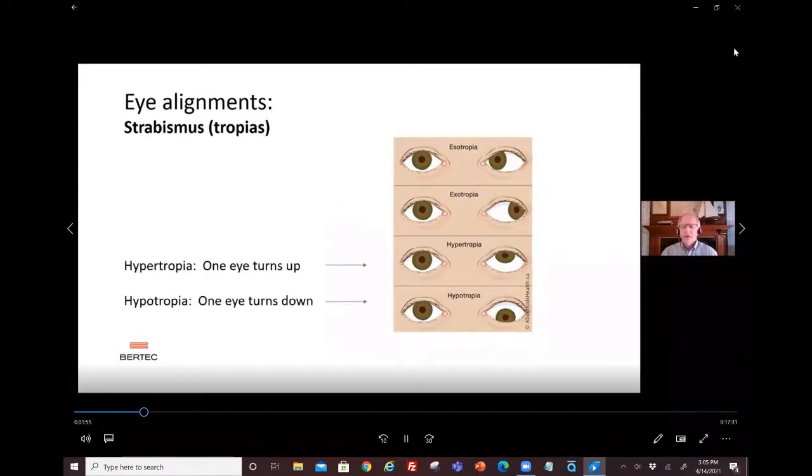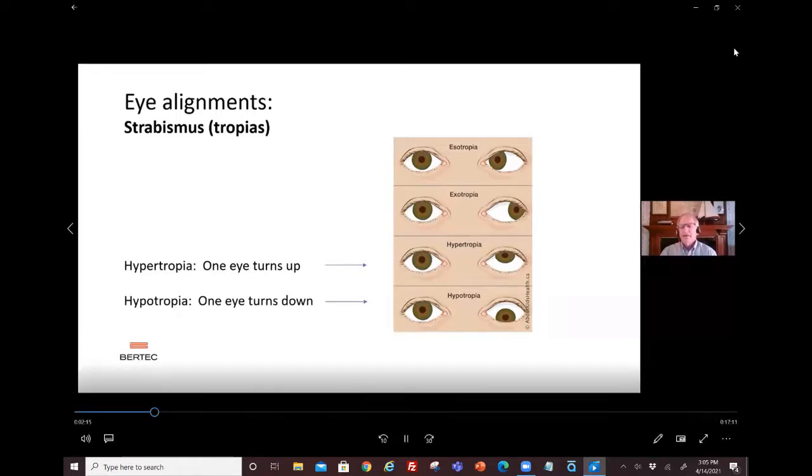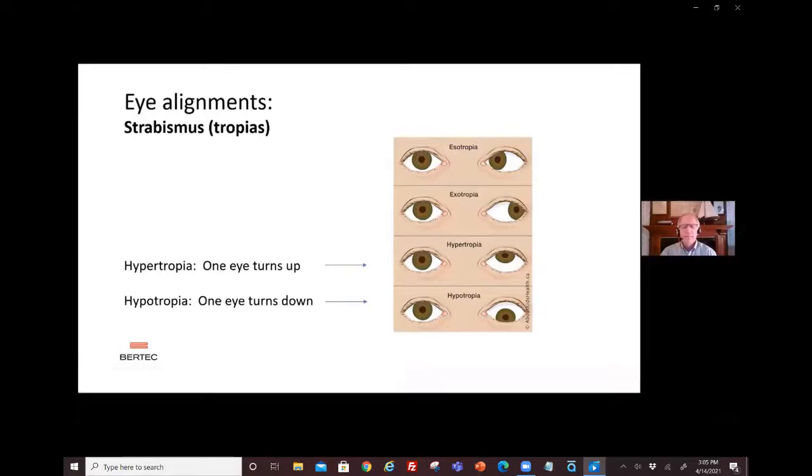There can also be a turning up or turning down of the eyes. That would be a hypertropia or hypotropia. This condition is a lot more rare, but most of the lateral tropias will have some vertical component. It's not that the eyes will turn straight in and straight out. They'll always be up or down a little bit.